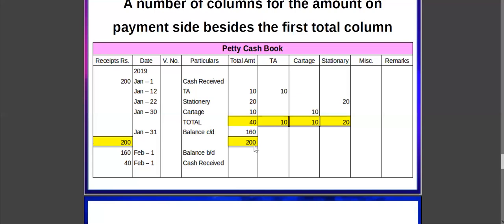Now we do the same as in a ledger: both sides 200 and 200, then balance carried down. See the date, January 31st, balance carried down. Next month, February 1, balance brought down 160. Then February 1, cash received 40, so the remaining 40 rupees we again receive from our head.